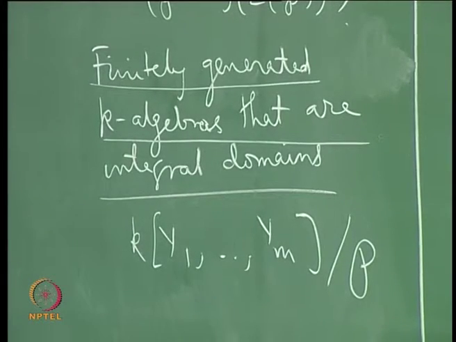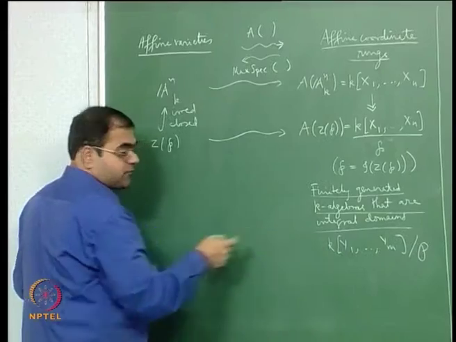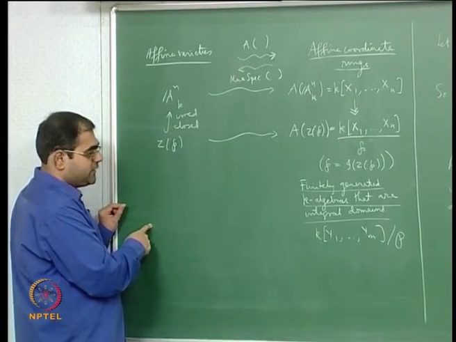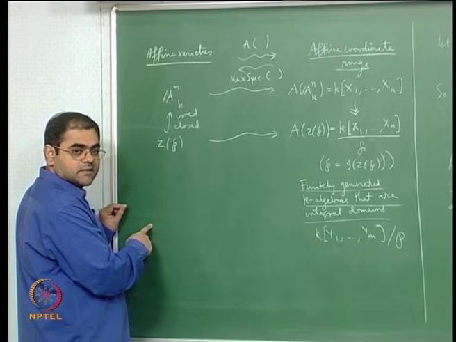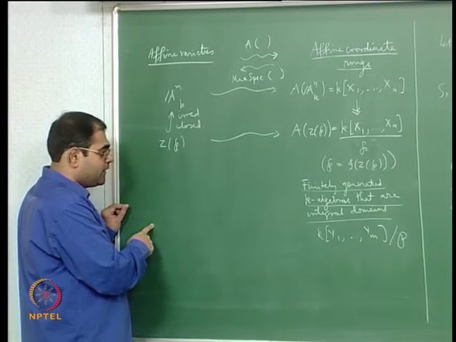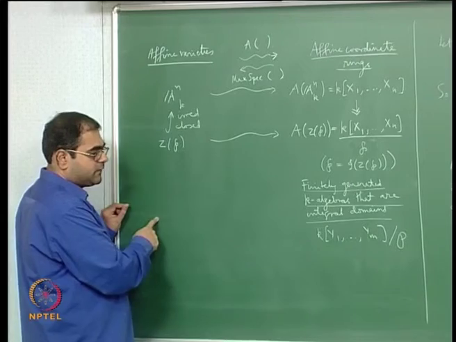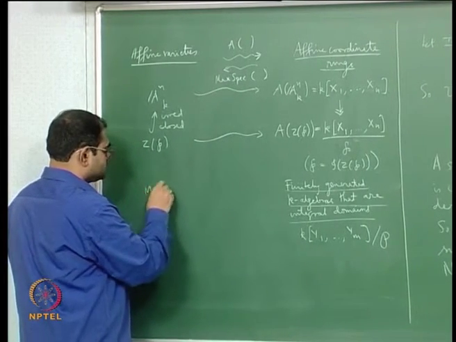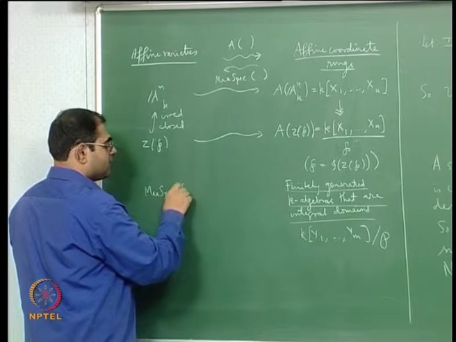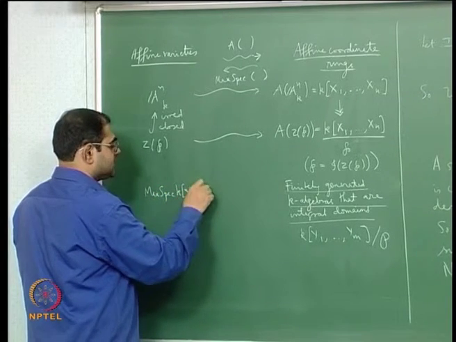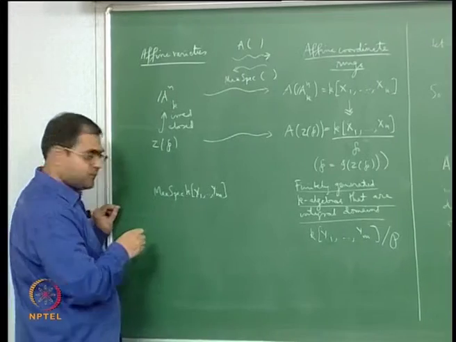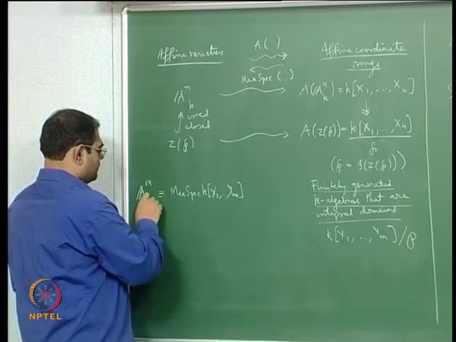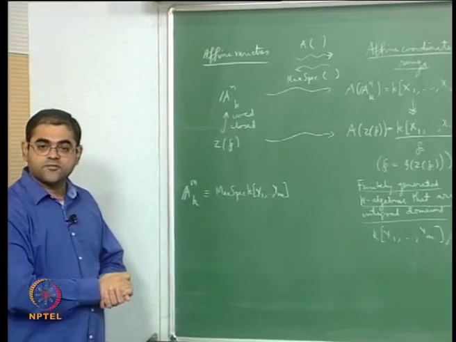Okay, and what does this come from? This comes from an affine variety. That is something that you can very easily see. What is that affine variety? You take max spec of K[y1, ..., ym]. This is nothing but A^m. Okay, this is what we saw in the last lecture.